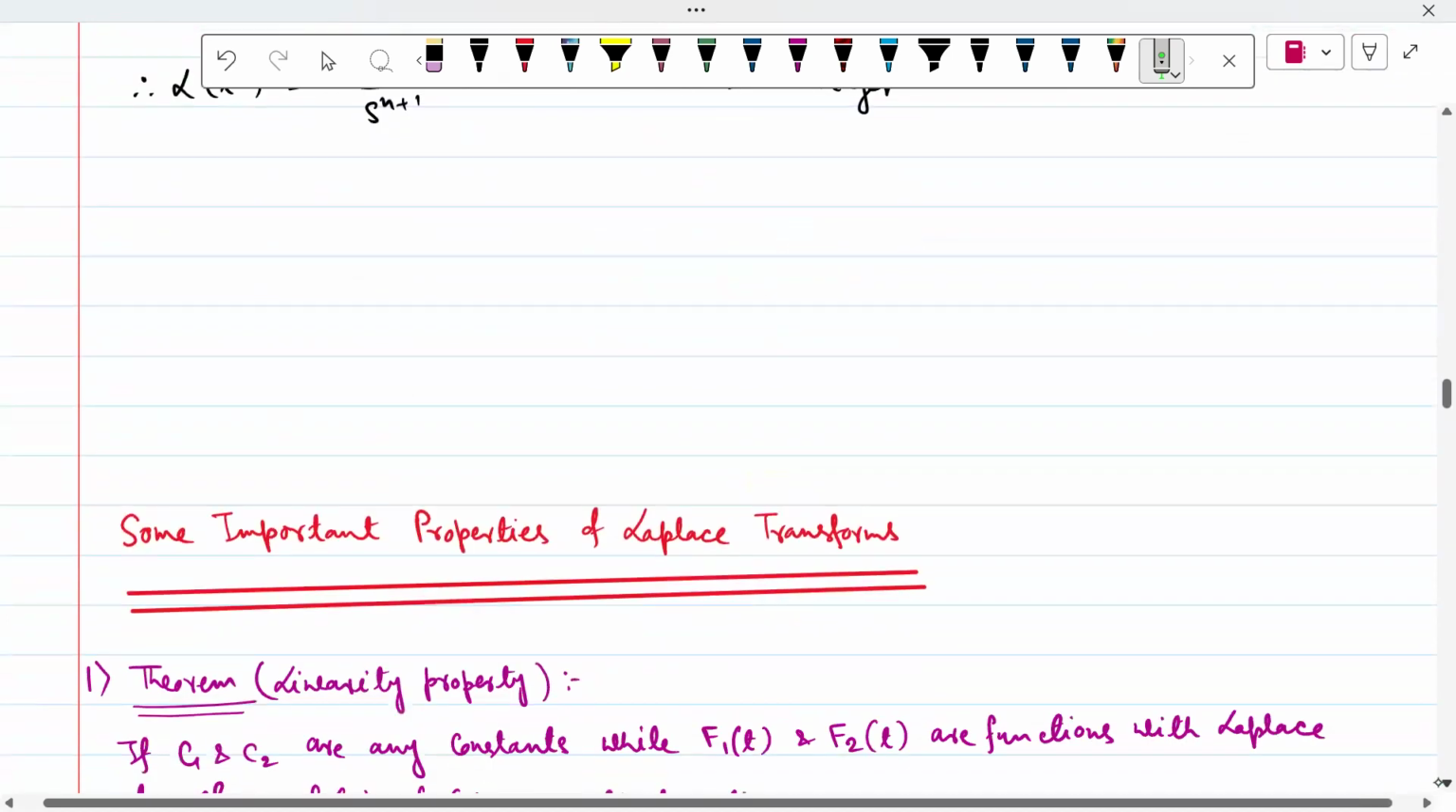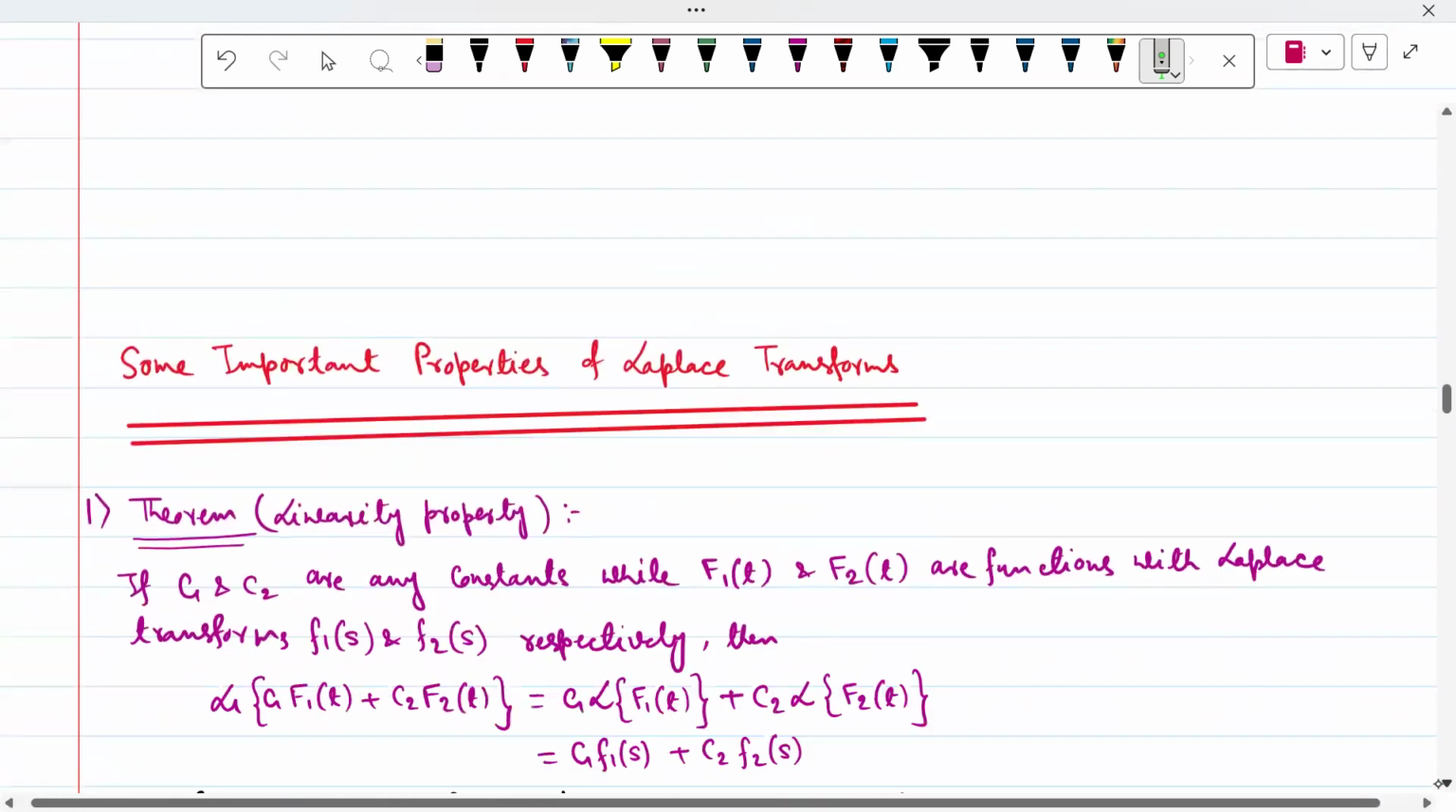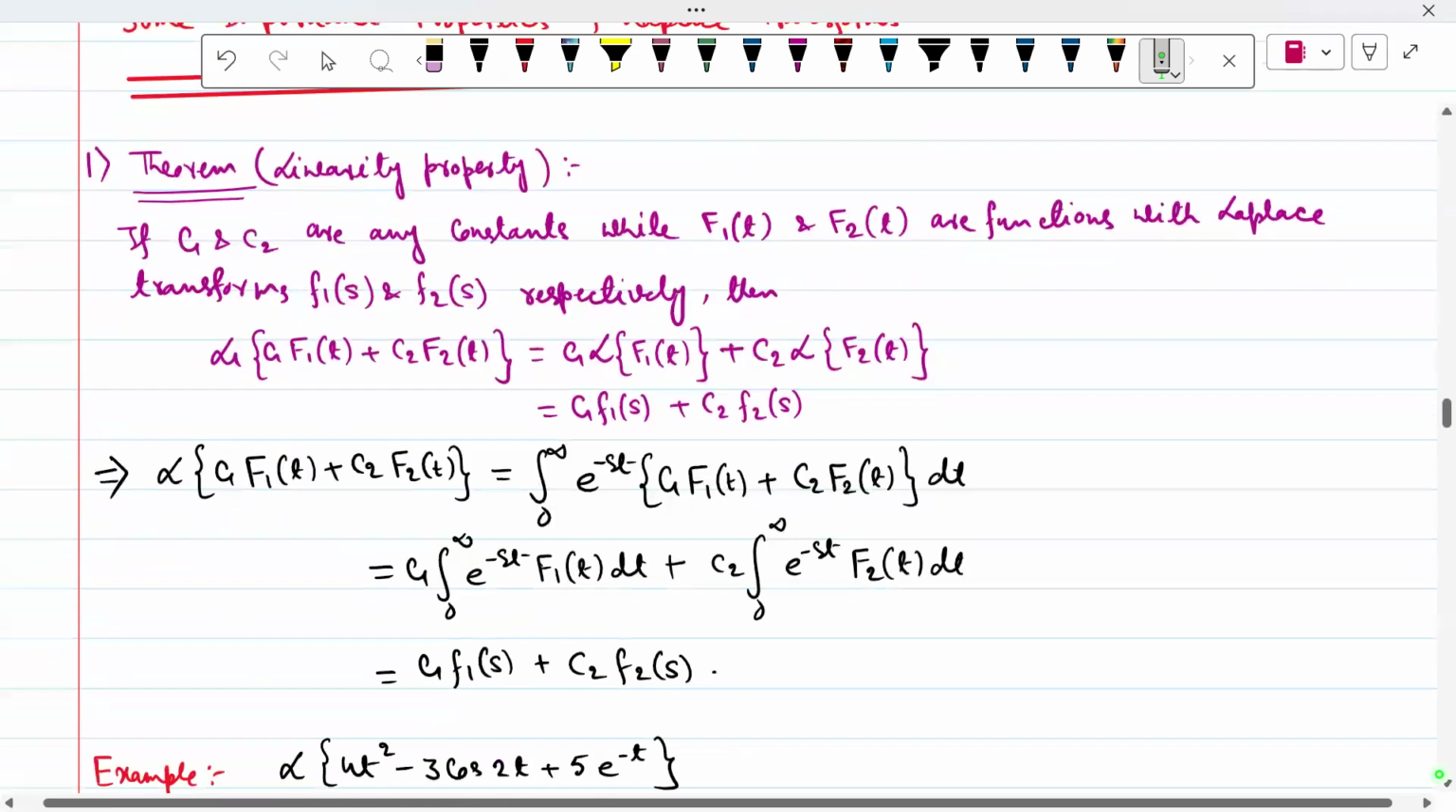Next, some important properties of the Laplace transform. We start with the linearity property. So what is the linearity property? If C1, C2 are any constants and f1, f2 are functions with Laplace transforms F1(s) and F2(s) respectively, then the Laplace transform of C1 f1 plus C2 f2 is given by C1 L of f1(t) plus C2 L of f2(t). That is C1 F1(s) plus C2 F2(s). So this property is known as the linear property.